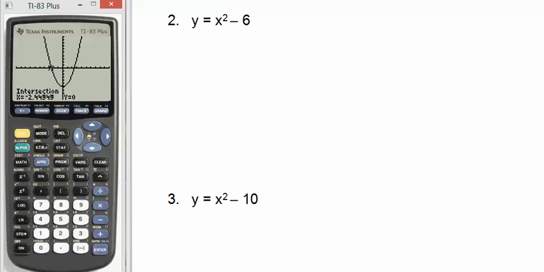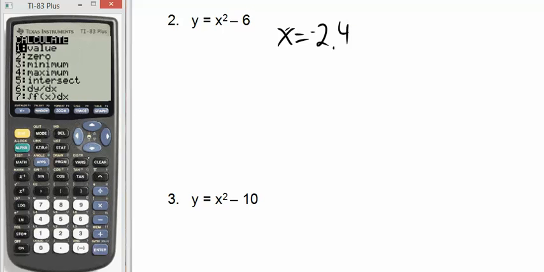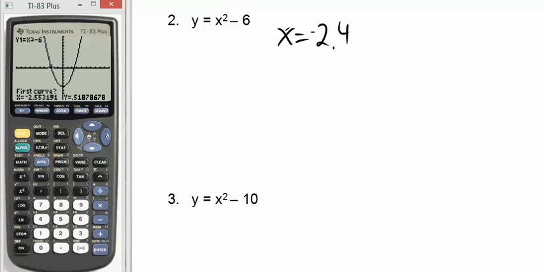And my first answer is x is equal to negative 2.4. And we're going to do it again. Second, calculate, intersection. Move my little cursor over closer to the other one. Enter, enter, enter. And x is equal to positive 2.4.